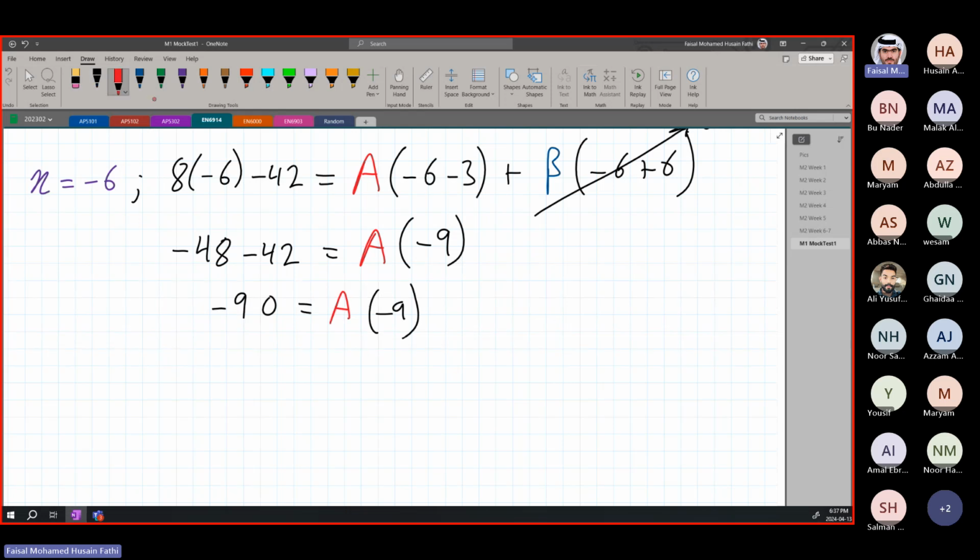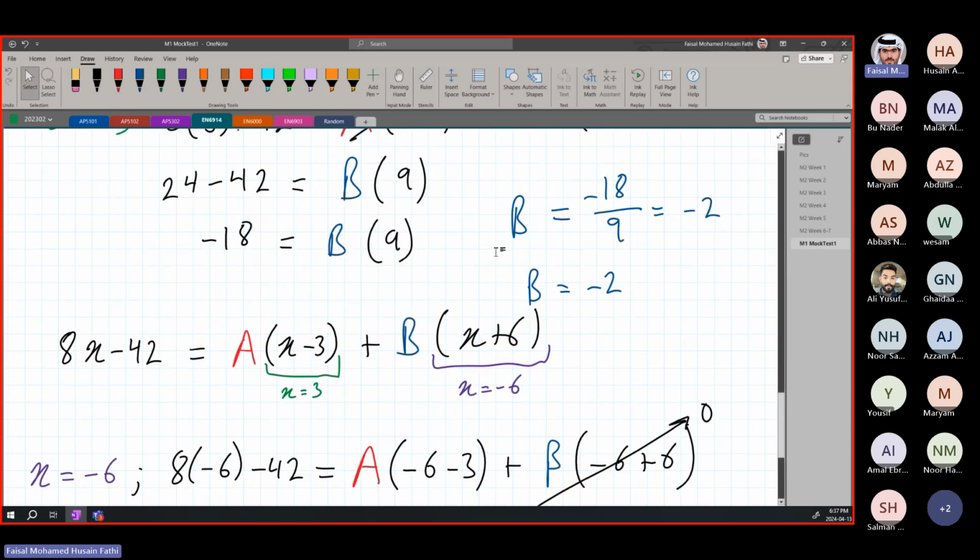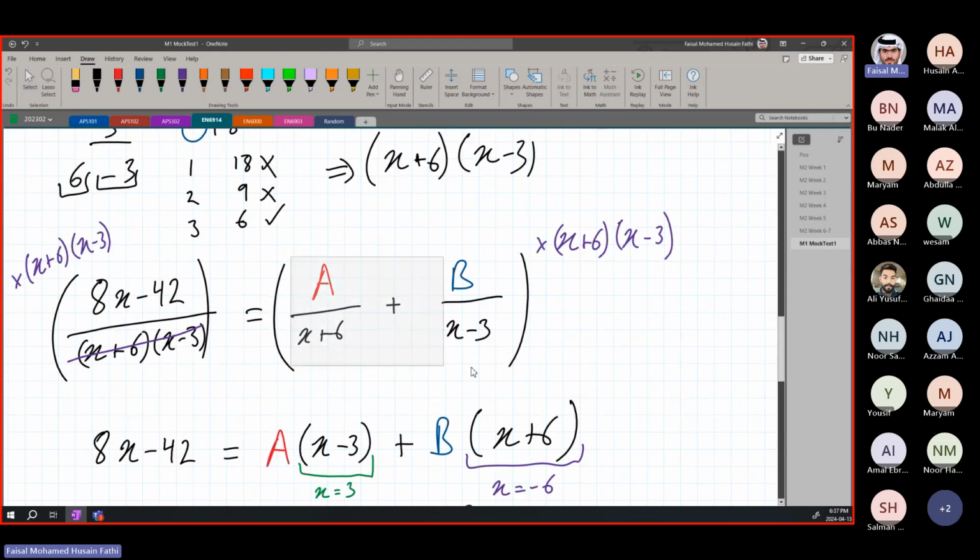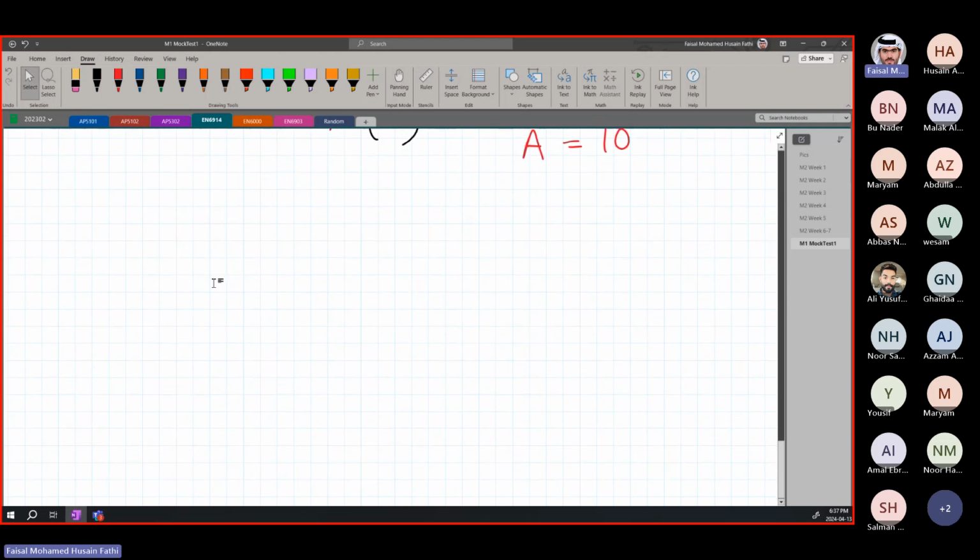A is equal to minus 90 divided by minus 9. Minus and minus will cancel. So a is simply equal to 10. All right, so we found our values for a and b. Now we can plug them back into this equation to find our final solution.